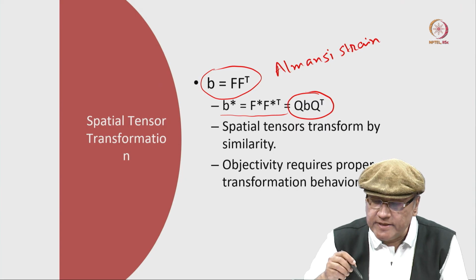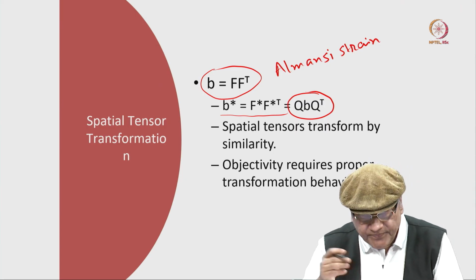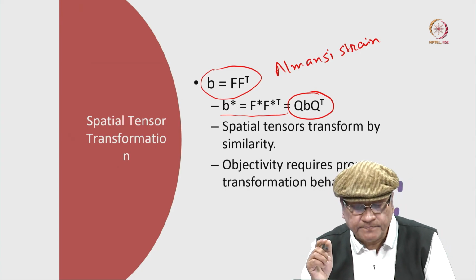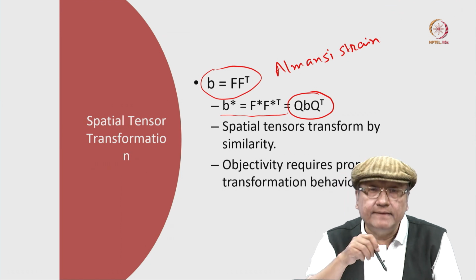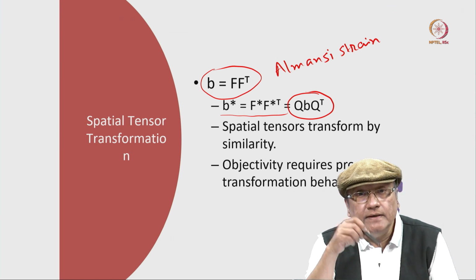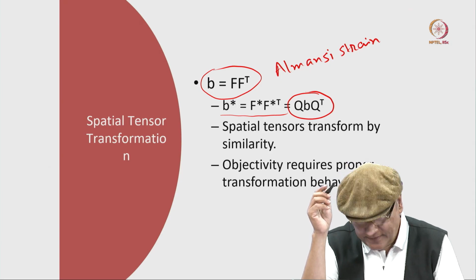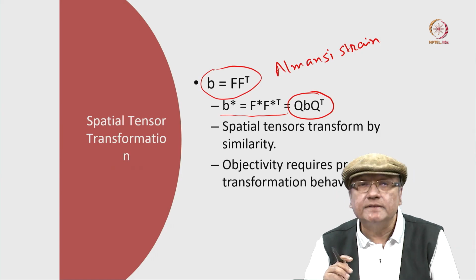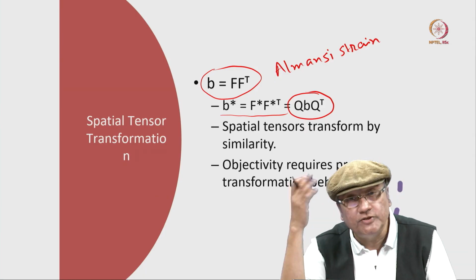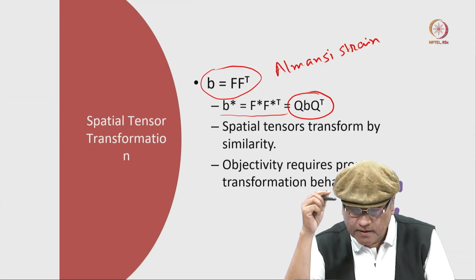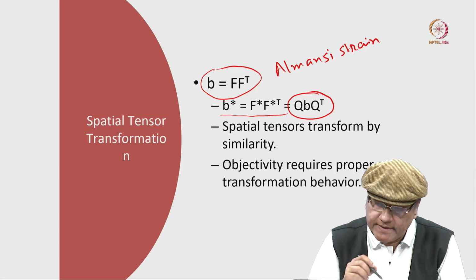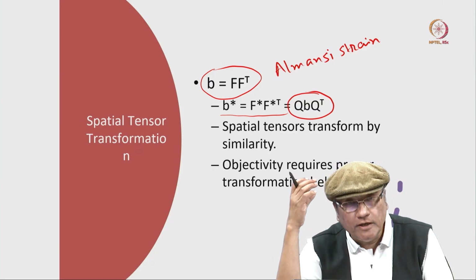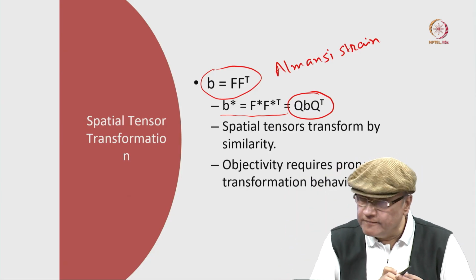If it is a similarity transformation where the matrix governing it is this Q rotation matrix for the coordinate change, then we say that this B is frame indifferent, right. This is not frame invariant because B star is different from B, you see, but it is frame indifferent and hence objective. So we understand that objectivity requires a proper transformation to be introduced in the description of all spatial fields.